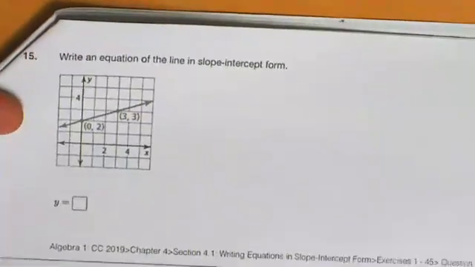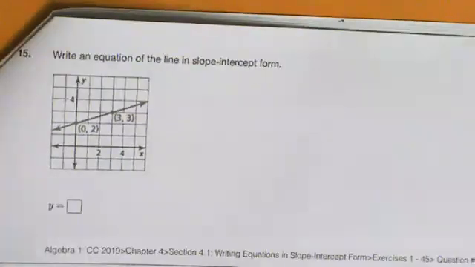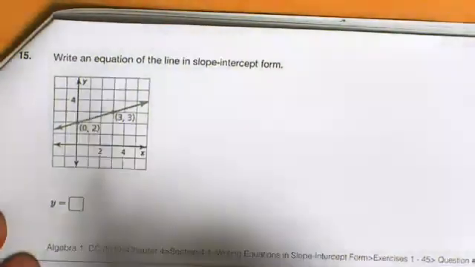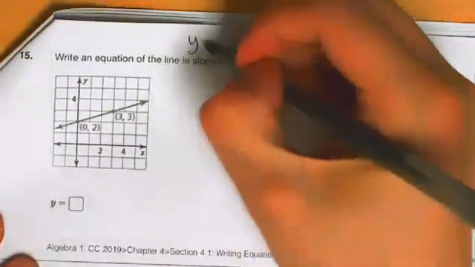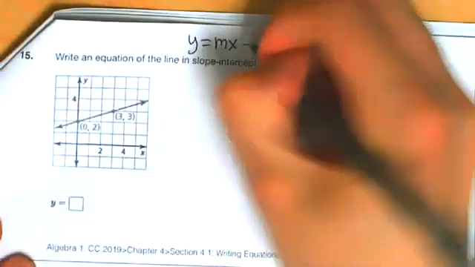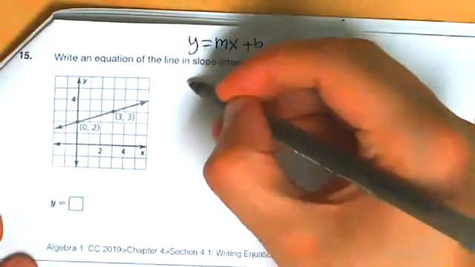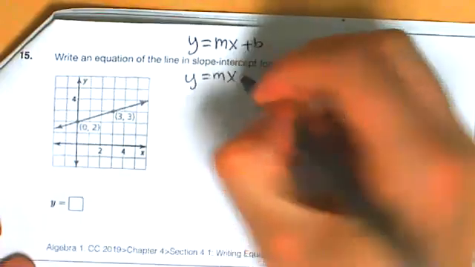Number 15 asks us to write an equation in slope-intercept form of the line shown, and 2 of the points on the line are given. We need to look at this and figure out what exactly is going on. What's pretty nice about this is we're actually given the y-intercept. The y-intercept is where a line touches the y-axis, and that's at the point (0, 2). Our slope-intercept form is y equals mx plus b. This tells us that the b value is going to be 2. So we already know this is going to be y equals mx plus 2.